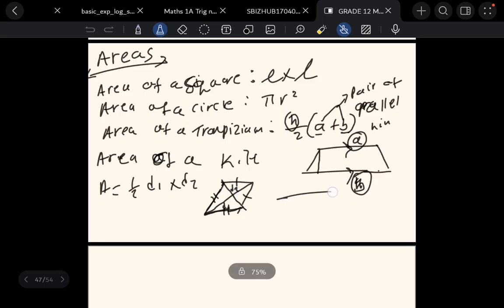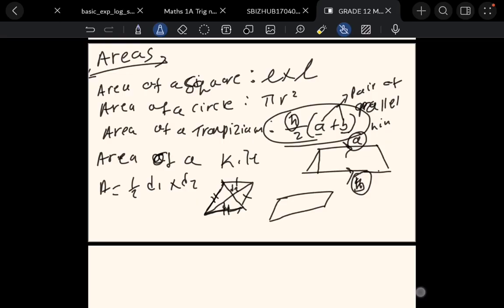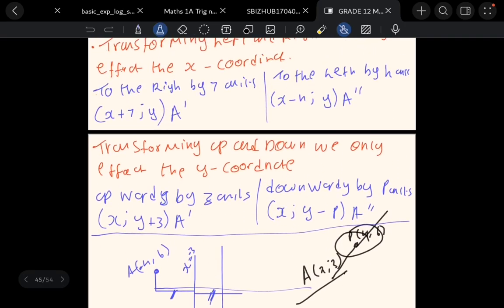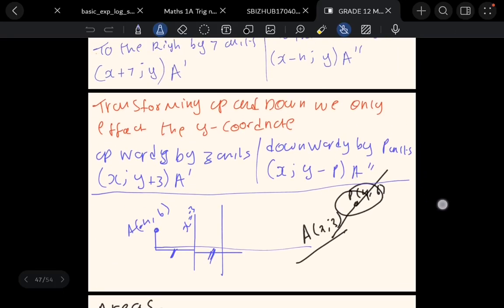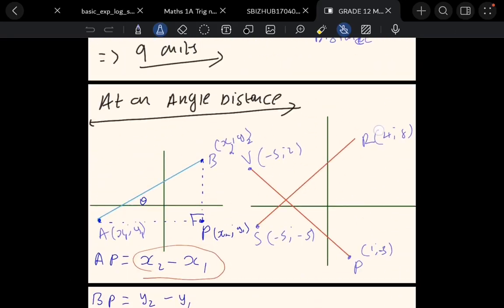And the last one, the area of a parallelogram. I think it's the same thing as that. It's the same thing as that, because the height and this distance is the same. So you are going to use the same formula to calculate the area of a polygon. The area of a rectangle is the same, everything. But I think this is analytical geometry in a nutshell.